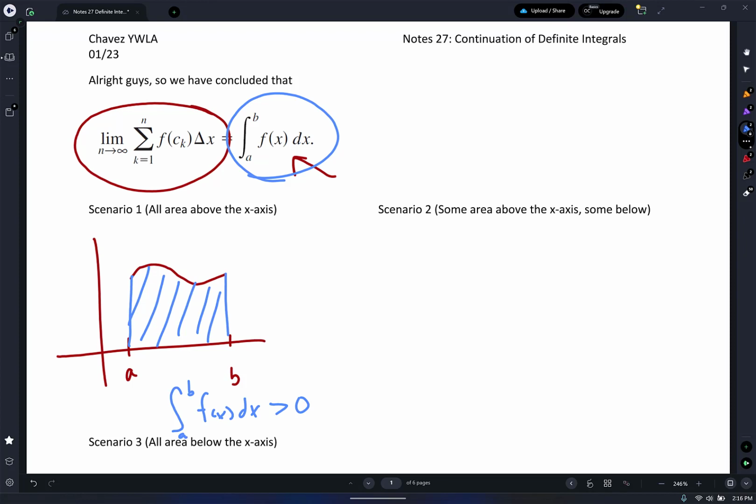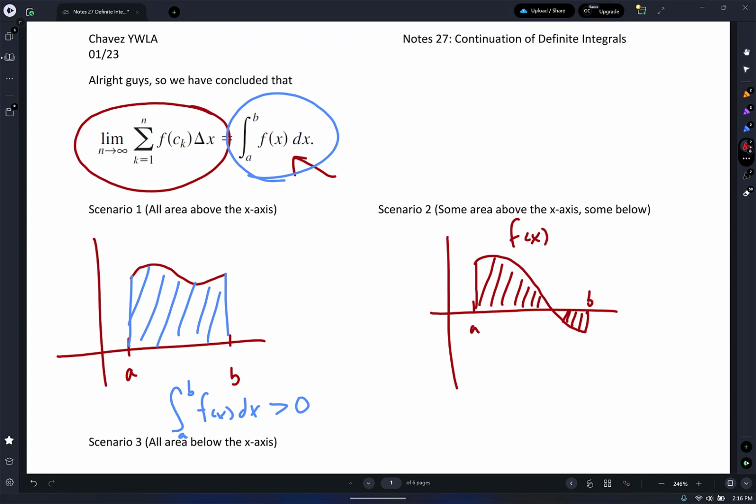You can have some area above the x-axis, some area below the x-axis. So I can do something like this. Now in this case, I'm going to say this is B. In this case, I have more above than below, so the total thing is going to be positive. But you can always have more negative than positive area. So I'm not going to put any sign on that one.